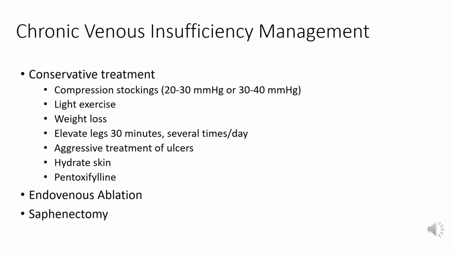Guidelines recommend conservative treatment for chronic venous insufficiency. And your goal here is to alleviate the symptoms. Compression stockings should be ordered to control edema. You can use the lower pressures of 20 to 30. If they have advanced chronic venous insufficiency or they have ulcers, you're going to want to order tighter compression hose at 30 to 40 millimeters of mercury.